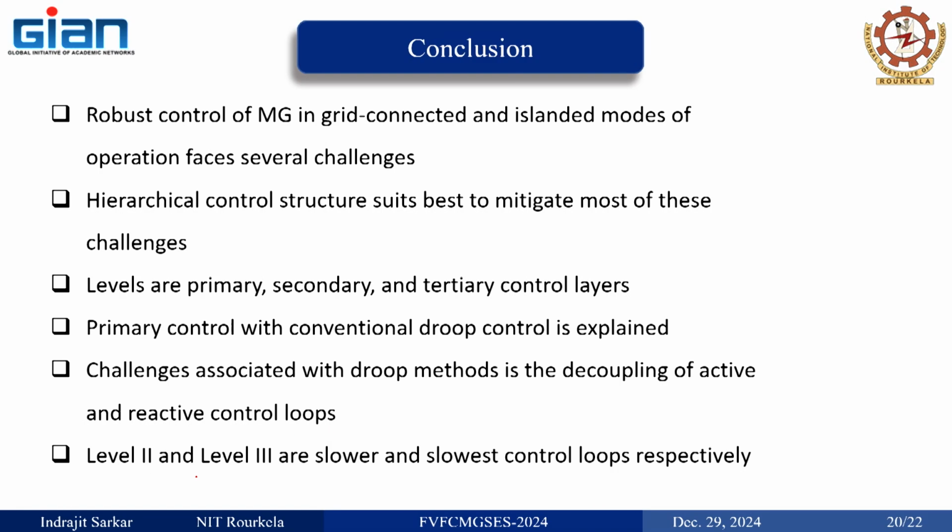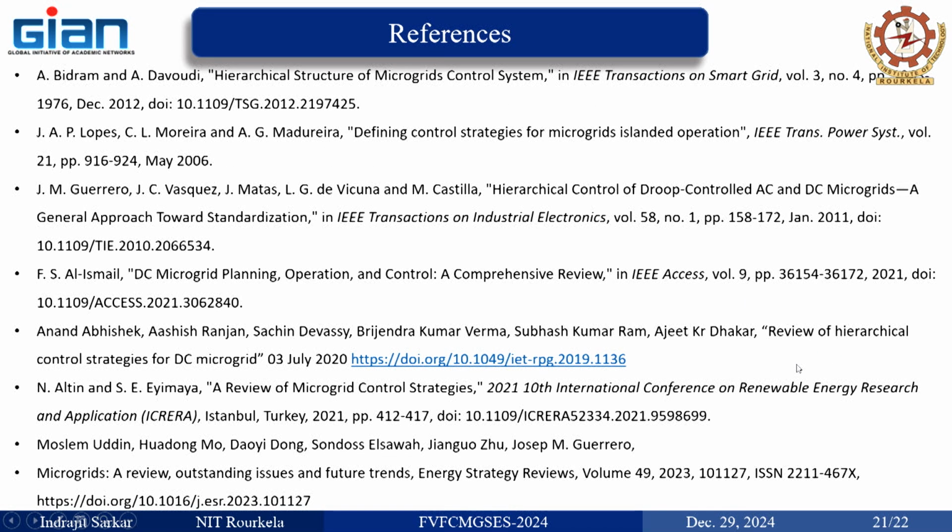Level 2 and level 3 are the slower and slowest control loops respectively. All are important, but I personally feel level 1 does most of the work. Level 2 and level 3 are supervisory. They set references for inner control loops. So here I will stop. So these are the references.